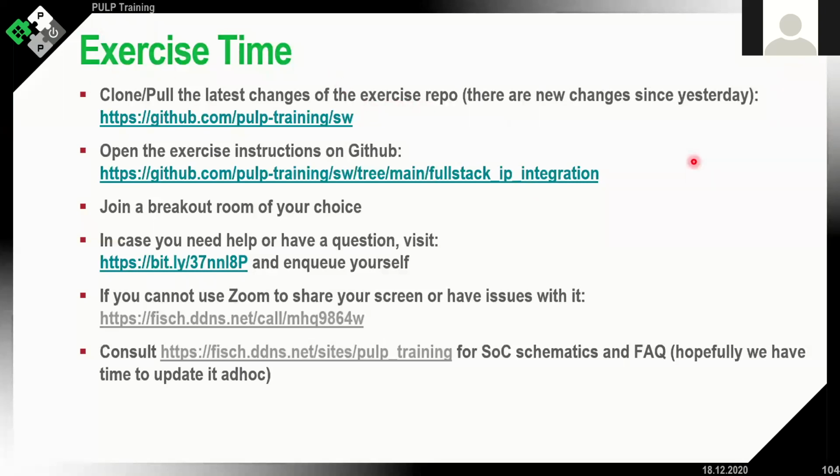So yeah, again, you're supposed to have the SW repository with the exercise files cloned or pulled to make it up to date. Guess you already did that, and switch to the full stack IP integration subdirectory and have a look at the GitHub README. I know for the previous exercise, we noticed some mistakes in the README. So yeah, in case that happens again for this particular exercise, please open the GitHub page with the README in your browser and occasionally refresh the page in case we have to push changes to the instructions while you were doing the exercise.